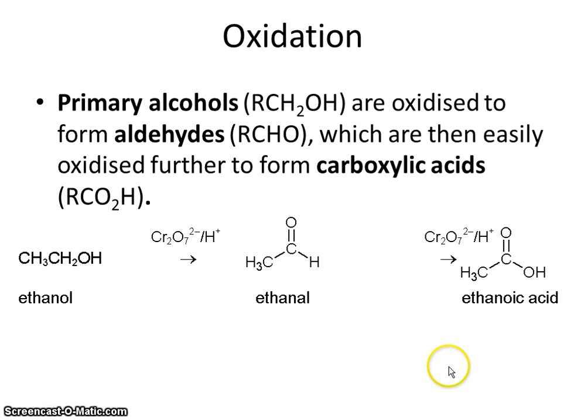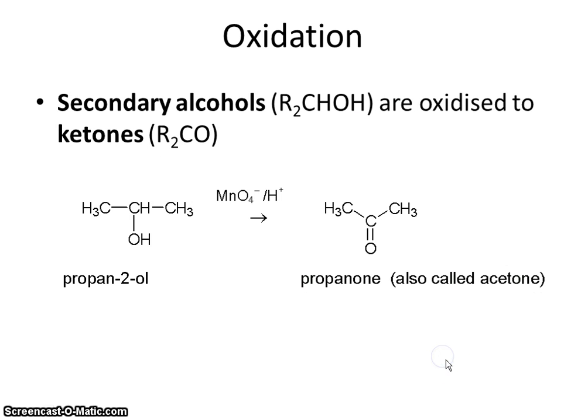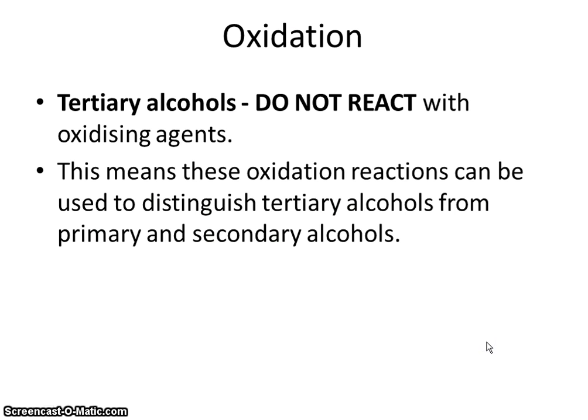So what do you think is going to happen if I have a secondary alcohol? That's right, secondary alcohols will go to make ketones. Okay, you think if I oxidize this part here, I'm going to end up with a double bond there, and that's what happens. So secondary alcohols are oxidized to ketones. Cool. Tertiary alcohols do not react with oxidizing agents. They just don't. Okay, so oxidation reactions can also be used to distinguish tertiary alcohols from primary and secondary. But of course you can't really tell the difference very easily between the primary and secondary alcohols.